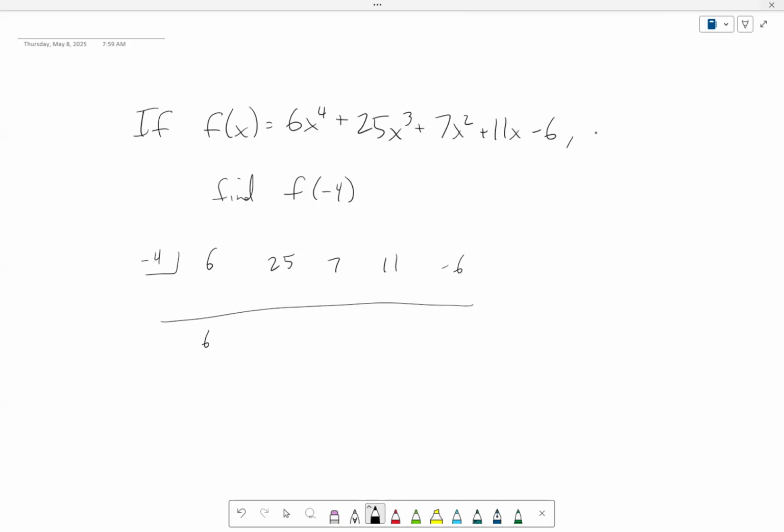Okay. So negative 24, is that right? 4, 3, negative 12. So this is negative 1. What? Did I do something wrong? Okay, that's what you got.